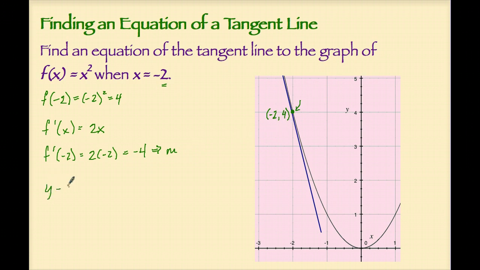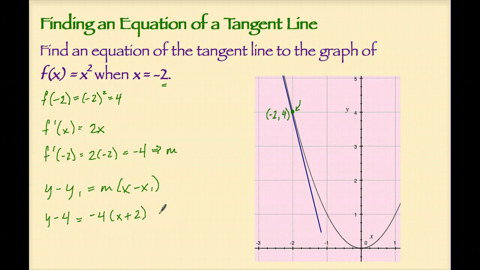We'll take the slope and the ordered pair and write an equation of the line using point slope form. y minus y1 equals m times x minus x1. y minus 4 is equal to our slope, negative 4, times x minus a negative 2, which becomes x plus 2.